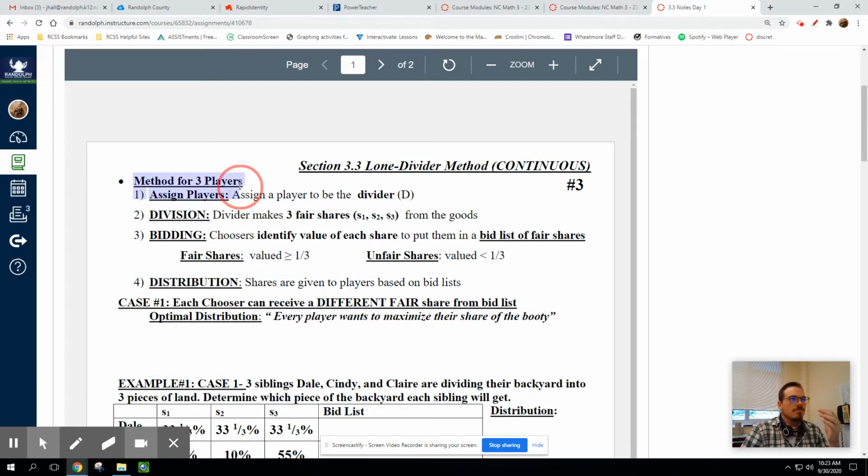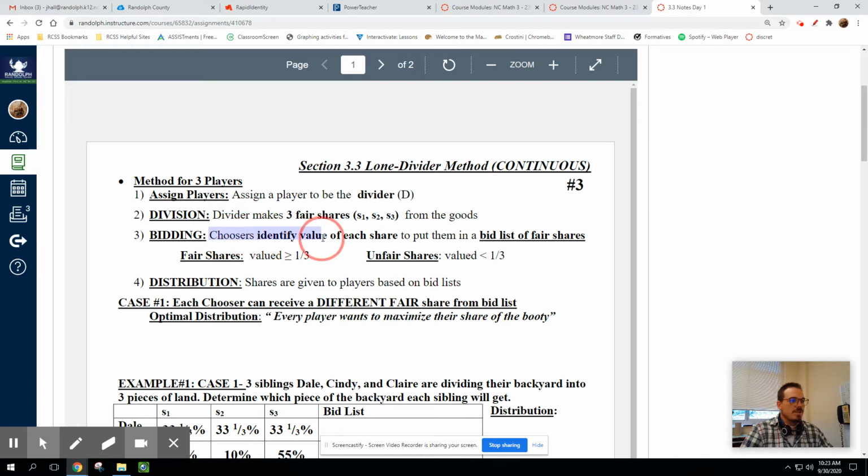This is a method if we have more than two players, more than two people in the particular game we're doing. So we have assigned players. We assign a player to be the divider. We have division. The divider makes three fair shares from the goods. The shares are S1, S2, and S3.